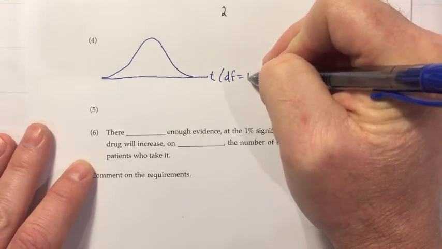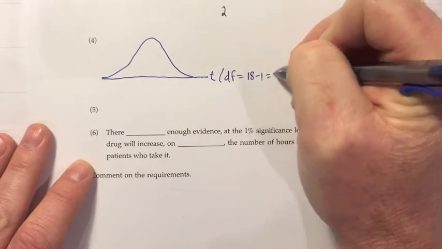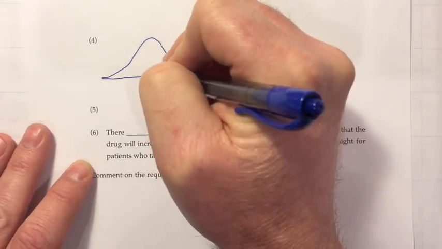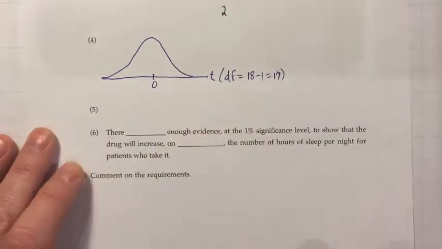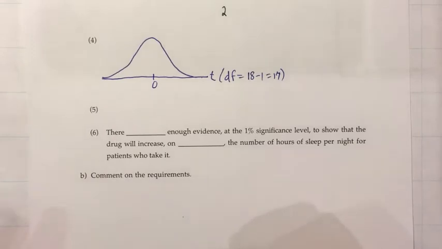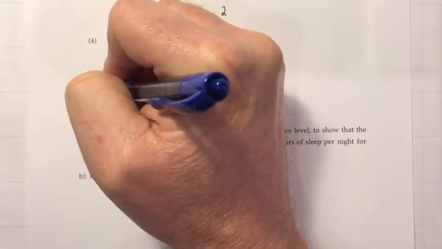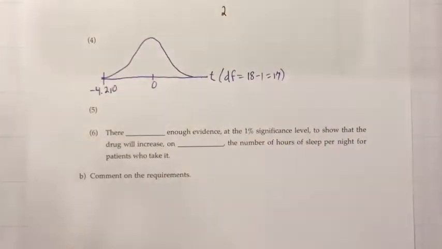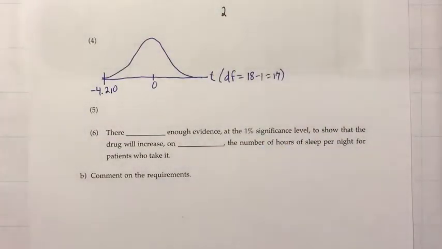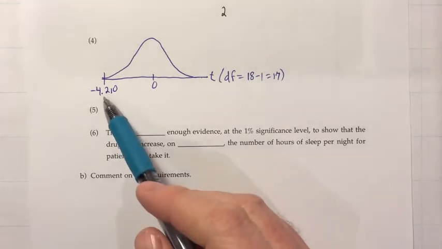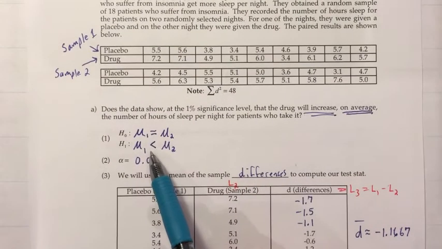It's n minus 1, so that would be 18 minus 1, which is 17. And then we have 0 in the middle, representing that idea of no difference. And then we put our test statistic on from the previous page. That was negative 4.210. And then it's a left-tailed test. Always check that against H1. Don't just say it's left-tailed because we landed on the left. It's left-tailed because we had a less than in H1.